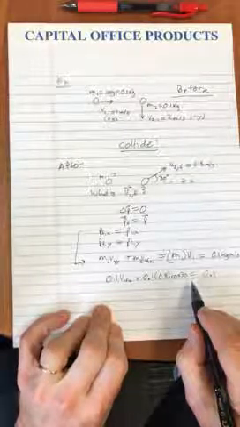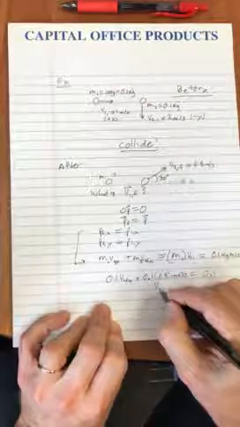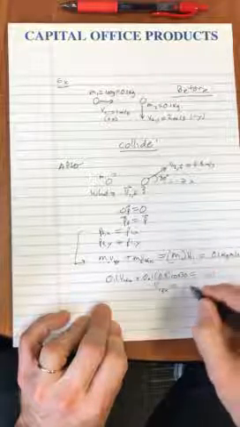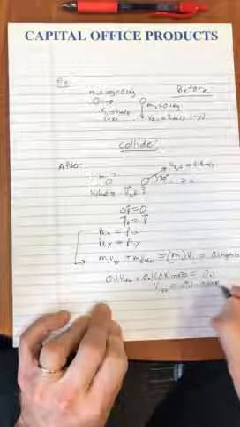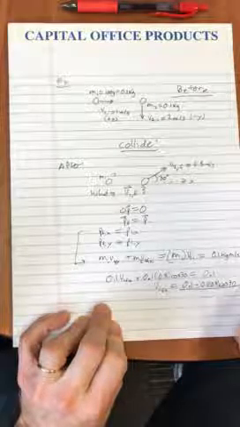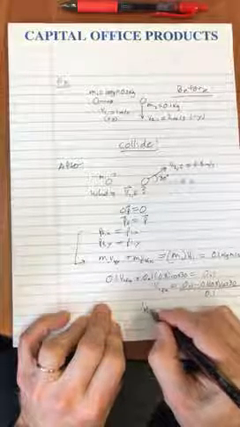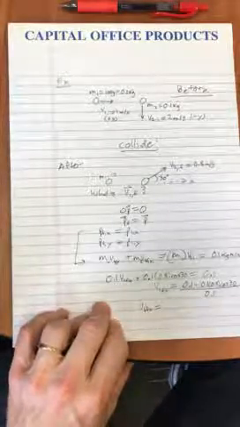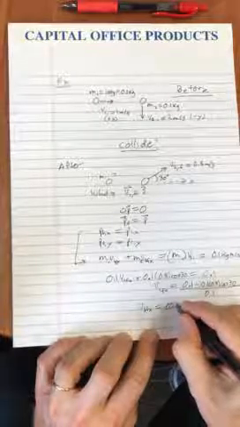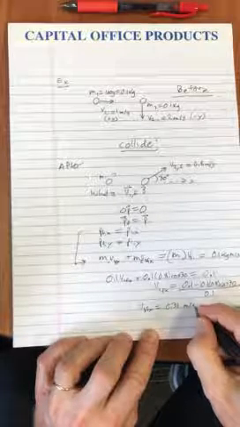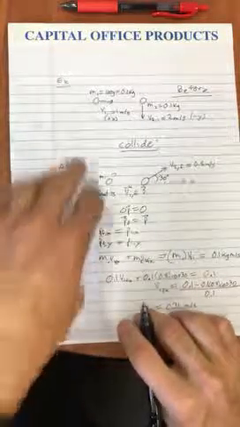So now I have everything I need to get the x component of the velocity of puck 1, and I can solve that. v1fx is 0.1 minus 0.1 times 0.8 times cosine of 30 divided by 0.1. And when I solve that on my calculator, I get that v1fx is 0.31 meters per second. So that's the x component of the velocity of puck 1.